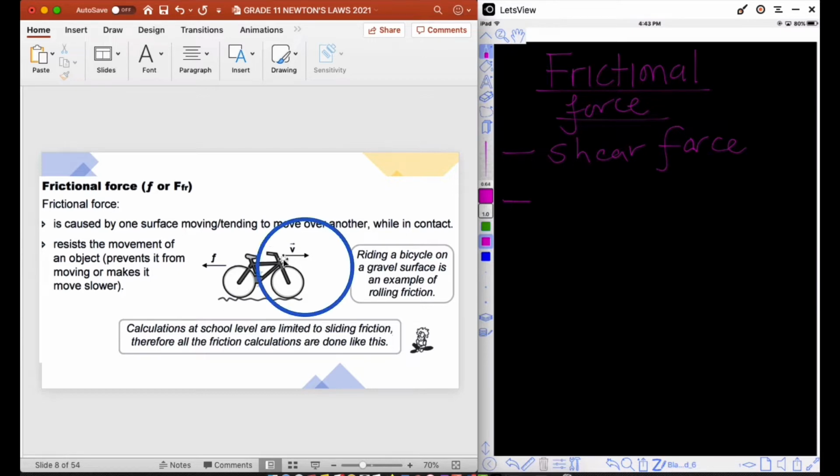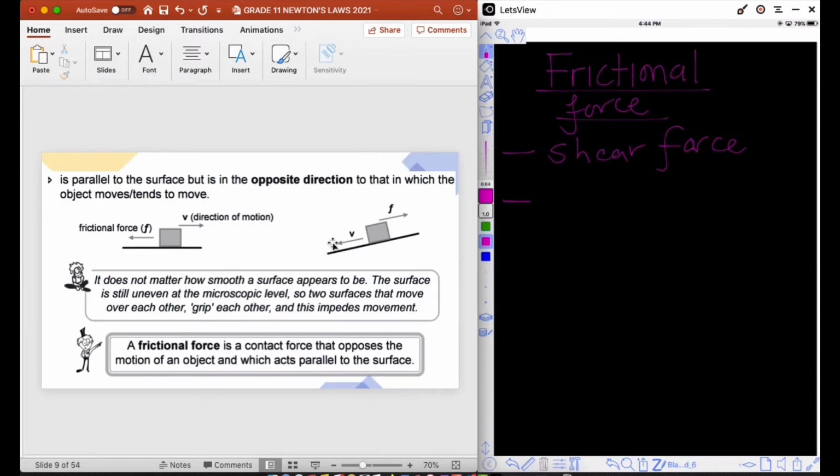In this example here, a person who is cycling also experiences frictional force between himself and the air, and secondly between the tires of the bicycle and the ground, in this case the gravel surface. And again, the frictional force in this case between the tires and the gravel road is going to be parallel to the surface of the gravel. In this case, it's going to be called rolling friction, because the wheels of the bicycle are actually rolling, not sliding. On a slope, the frictional force also is always going to be parallel to the surface.